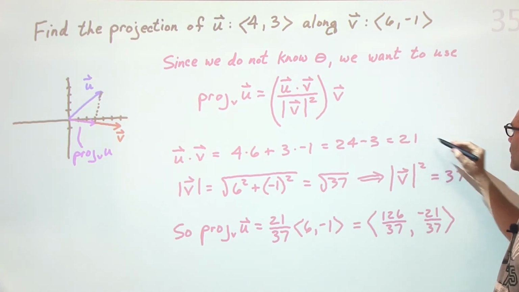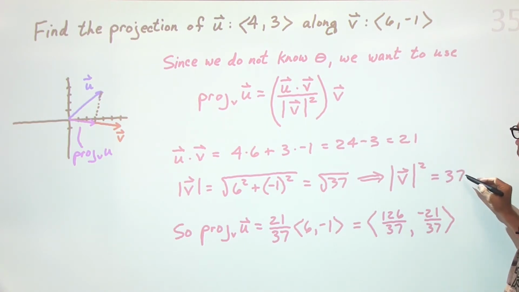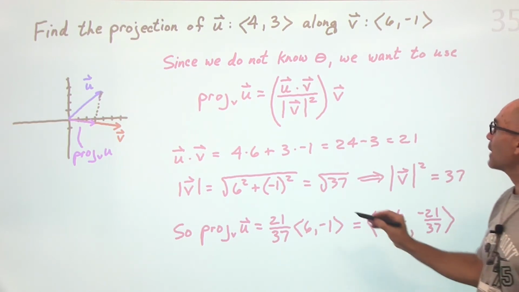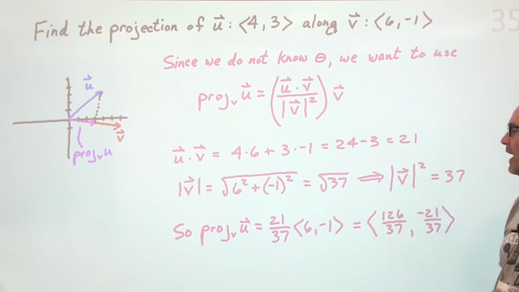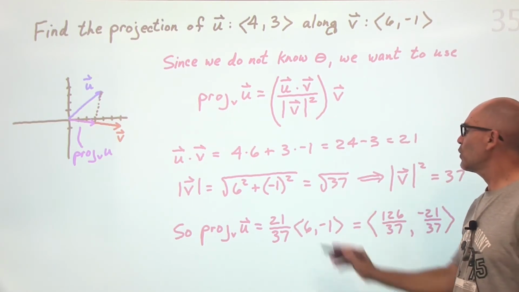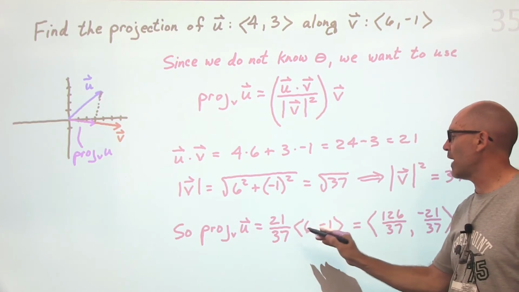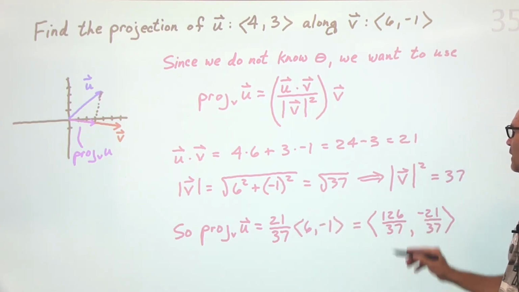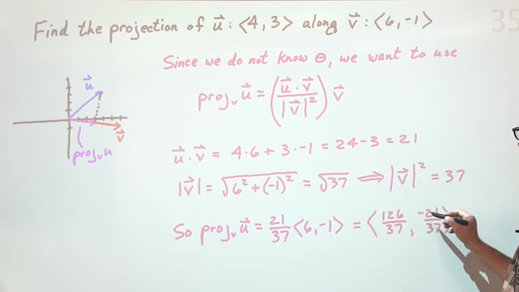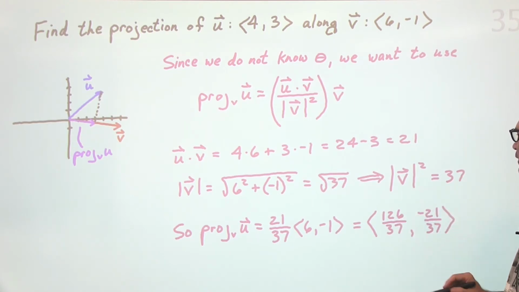the dot product divided by the square of the magnitude, times vector v, and vector v is just 6, -1. That's it, piece of cake. You could distribute this, although you don't have to. But if we distribute it, 21 times 6 is 126, so 126 over 37, -21 over 37.